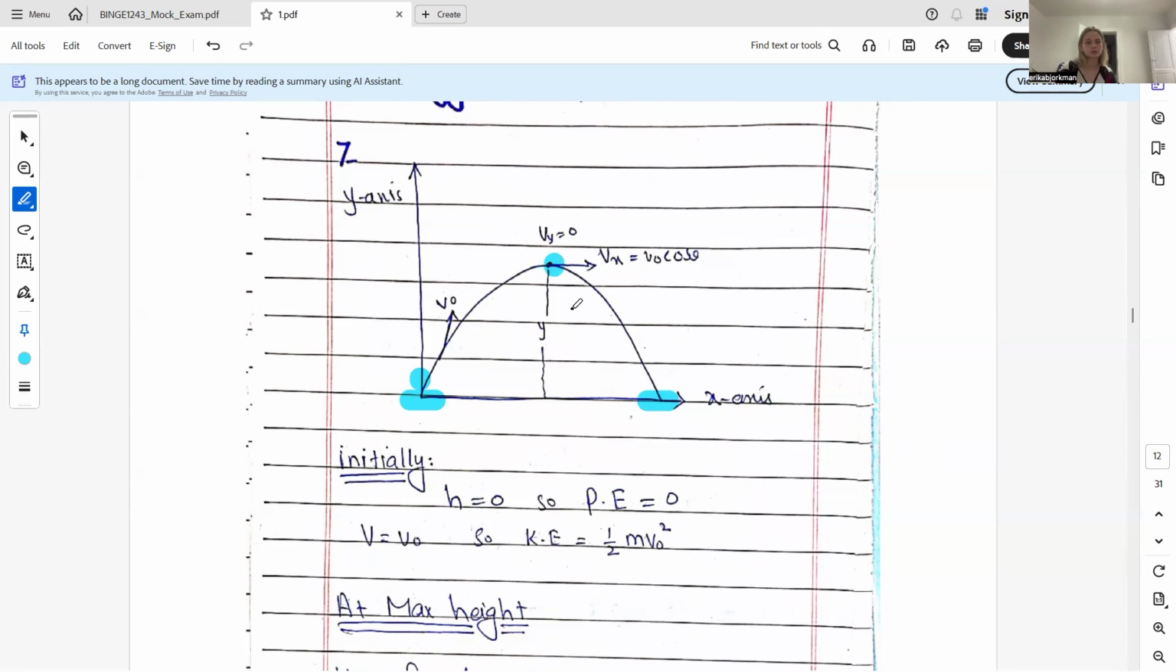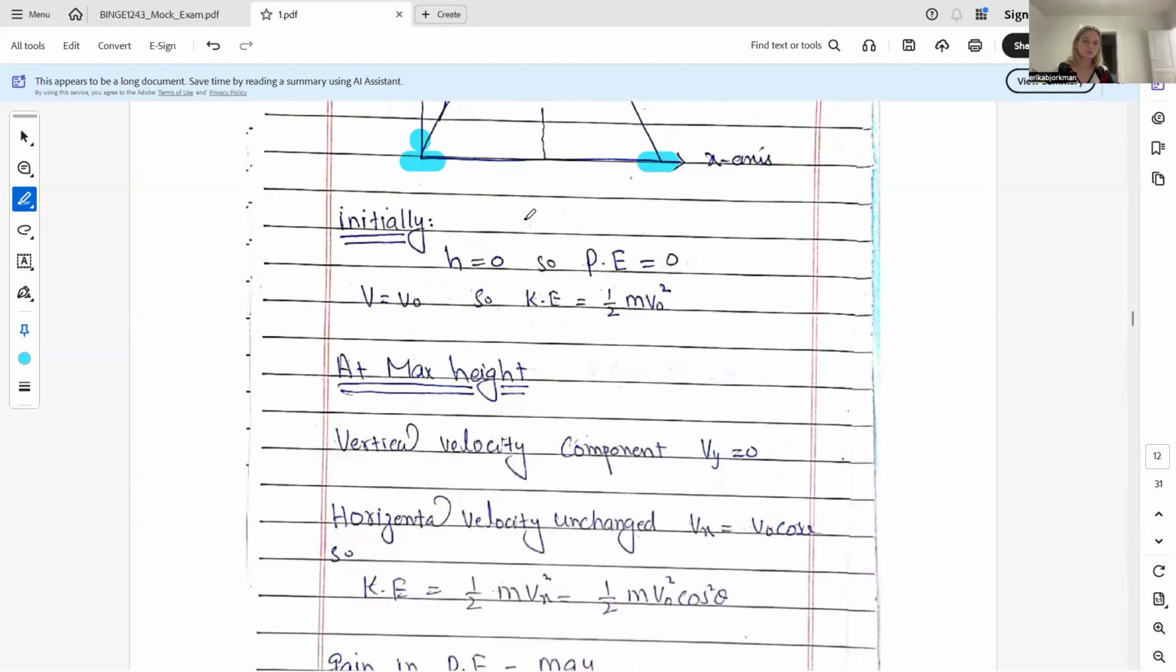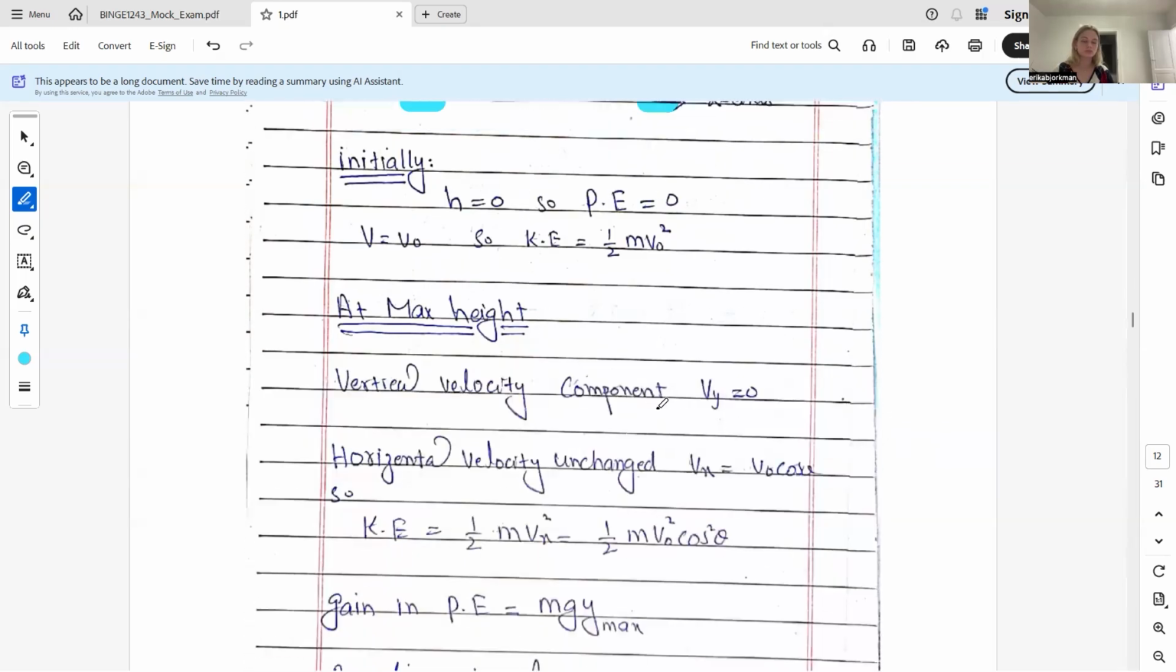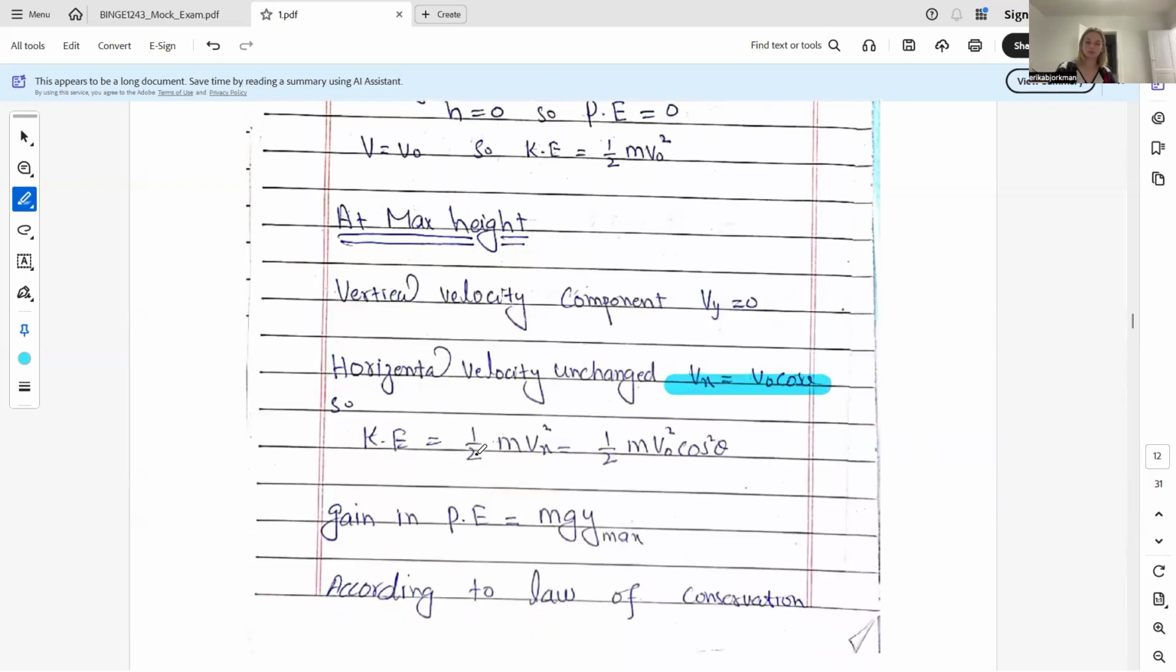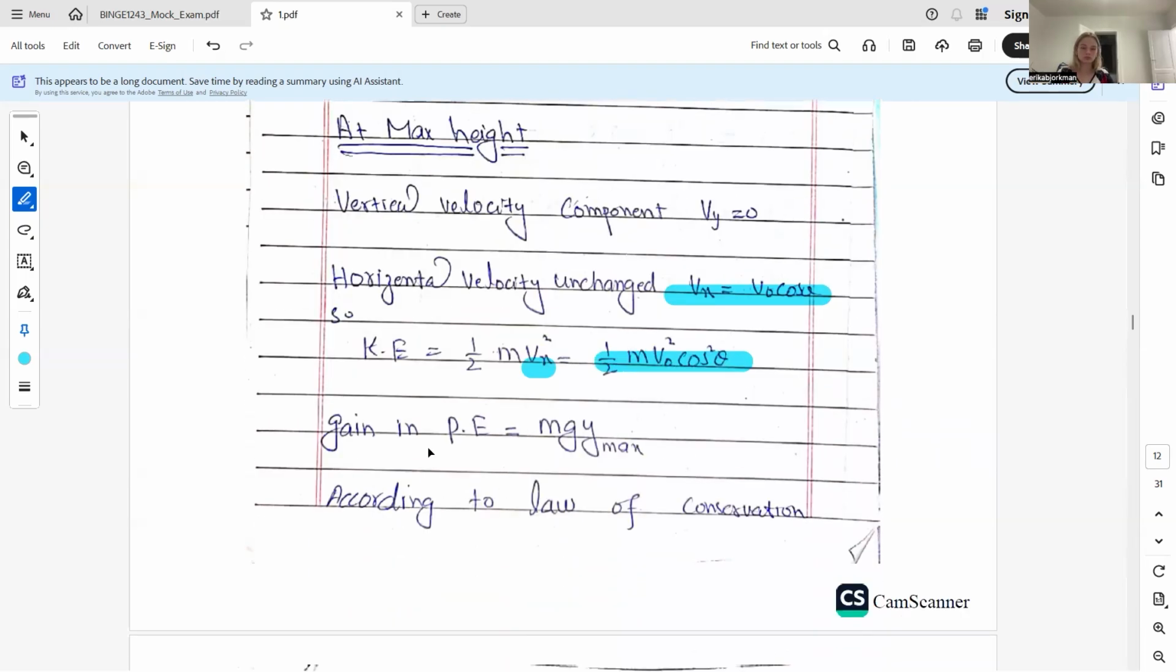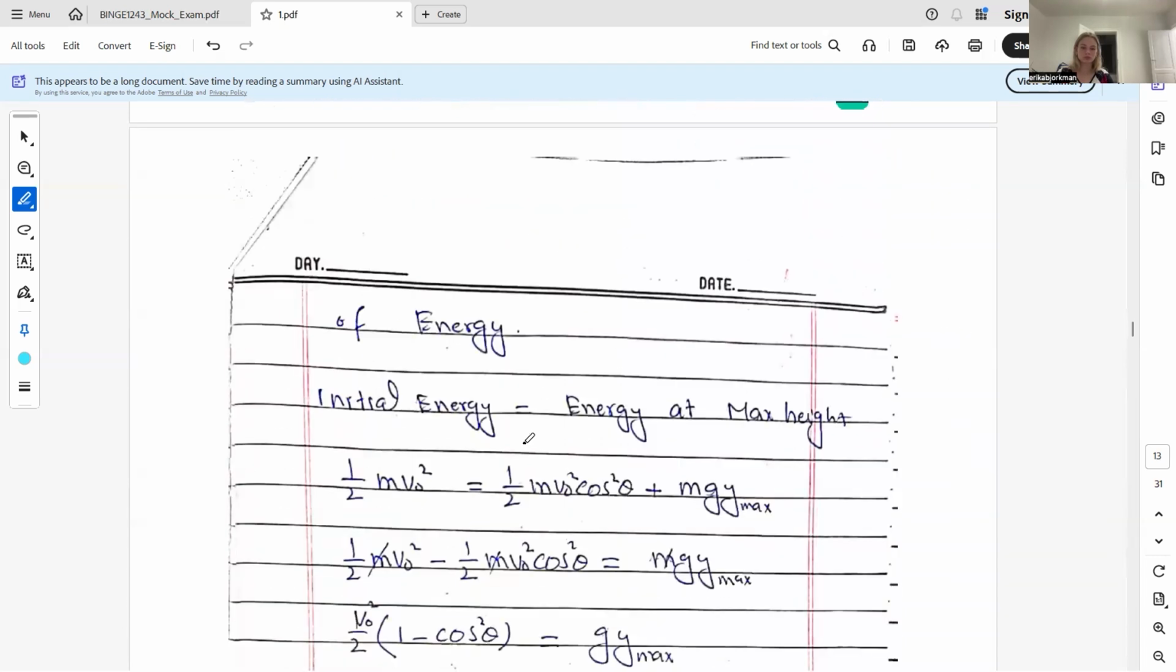At the maximum height, only the horizontal component of the velocity is present, so it has both kinetic and potential energy here. So the vertical velocity component Vy is 0, and the horizontal velocity component is V naught cos of theta. So the kinetic energy here will become 1 by 2 mv square. Then putting the values of Vx, our equation will become 1 by 2 m v naught square cos square of theta. And the gain in potential energy at maximum height is this one. So according to the law of conservation of energy, initial energy is equal to the energy at the maximum height.